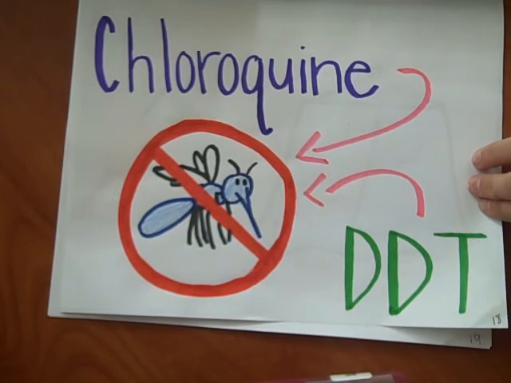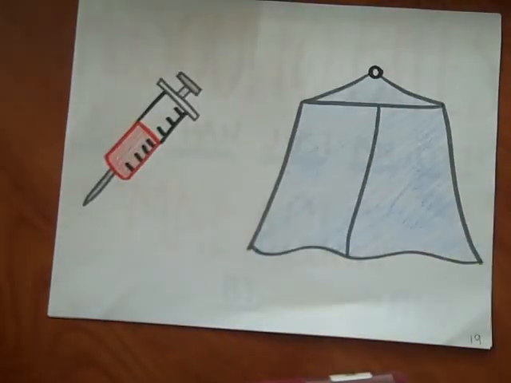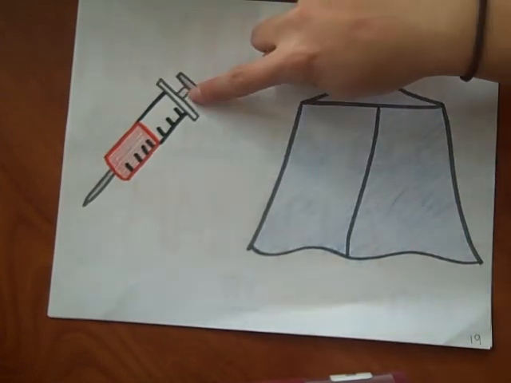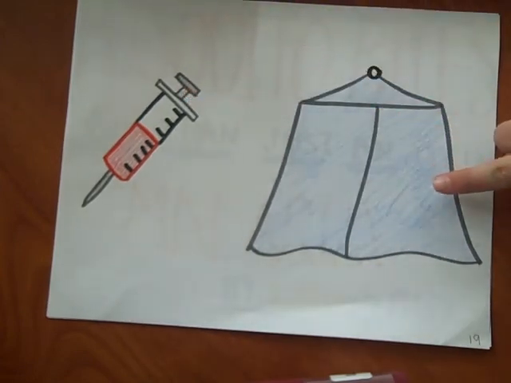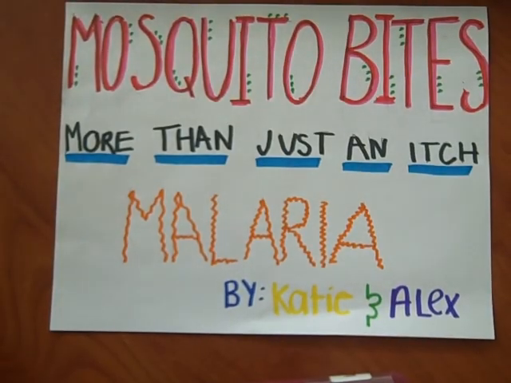This means that DDT and chloroquine were no longer viable options for fighting malaria, hindering our ability to limit the spread of disease. In order to prevent the spread of disease, vaccines and bed nets were developed and are effective ways of preventing malaria. In poor areas of Africa, it's much more difficult to prevent the spread of malaria because there just isn't the money or resources. Mosquito bites, more than just an itch.